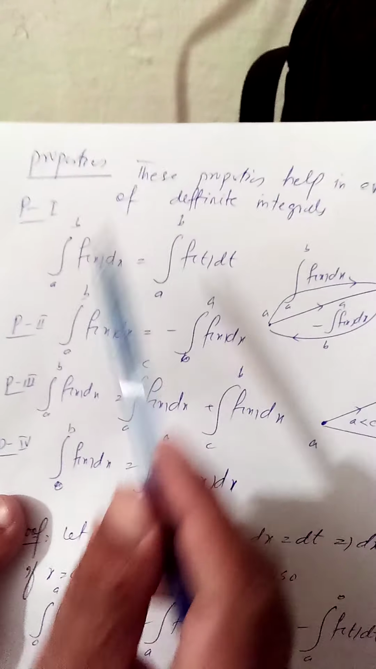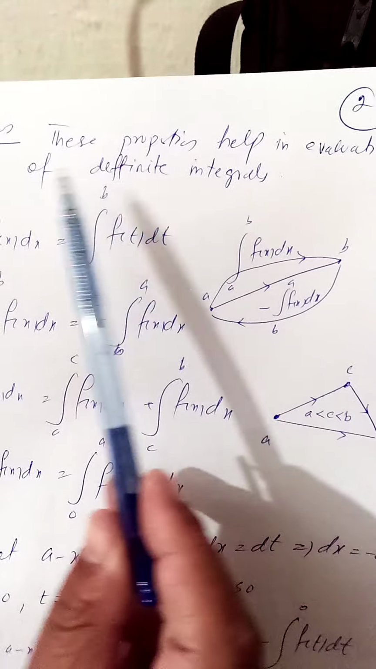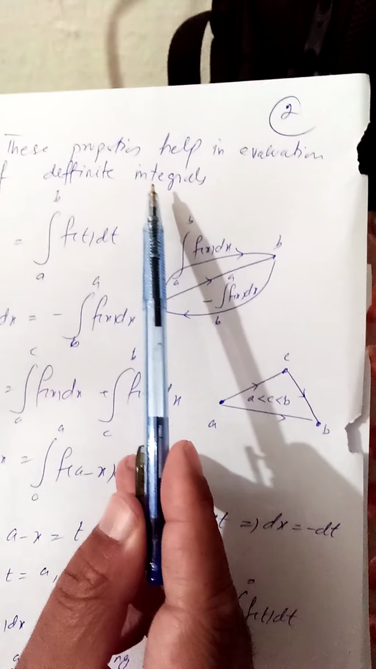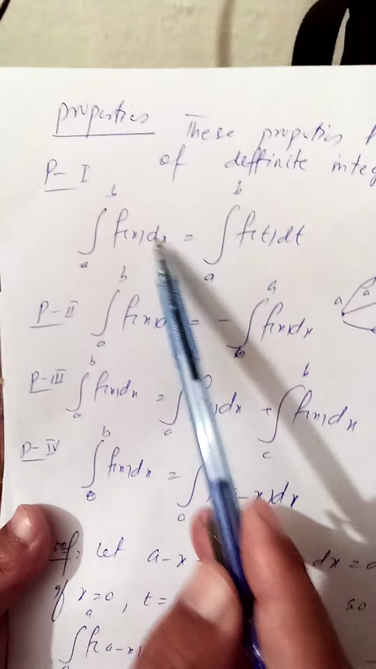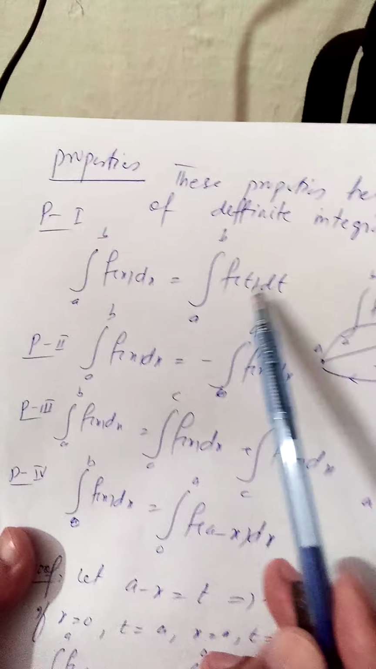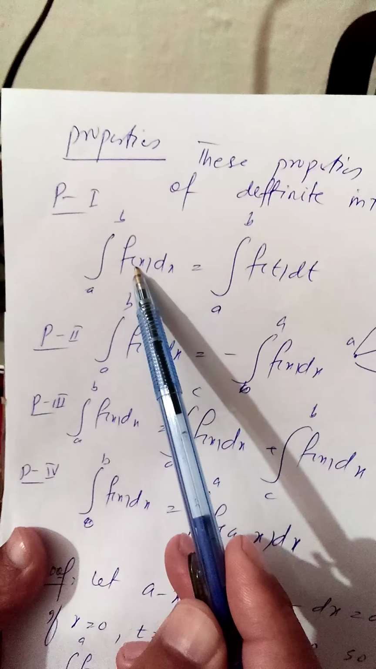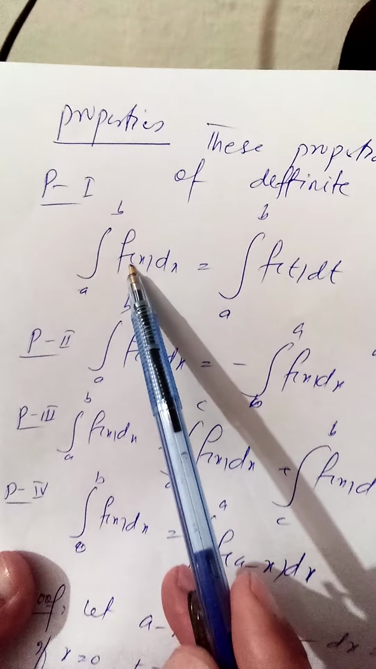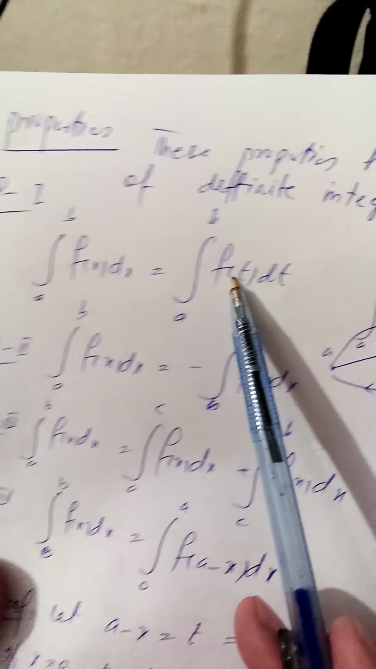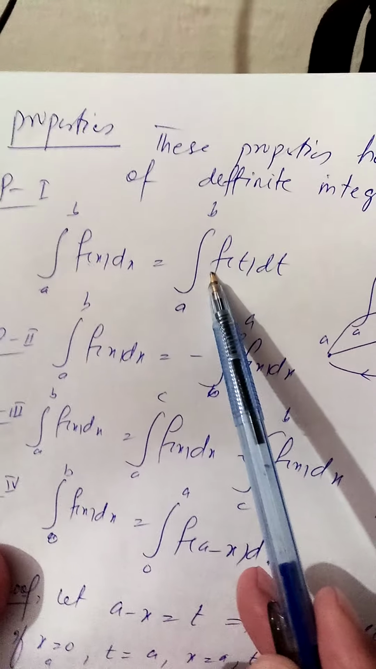Now we are going to describe some properties. Keep in mind that these properties are very useful in the evaluation of complicated definite integrals. Property 1: the integration from a to b of f(x) dx is equal to the integration from a to b of f(t) dt. If the domain of the function in x and t is the same, and if a function is differentiable at x, then it is also differentiable at t, and we can write the integral as such.